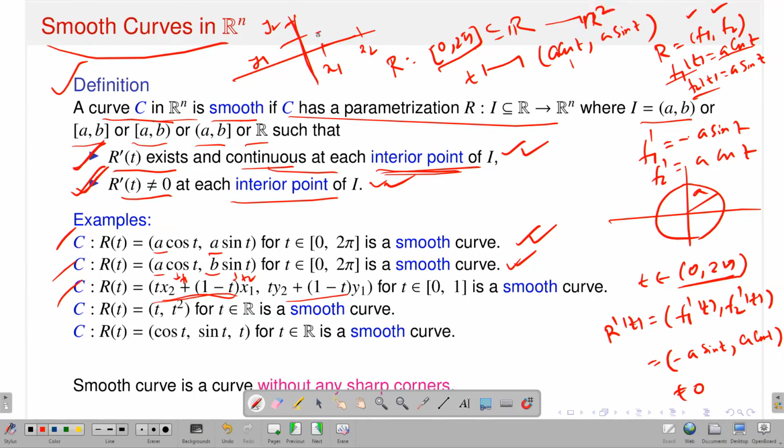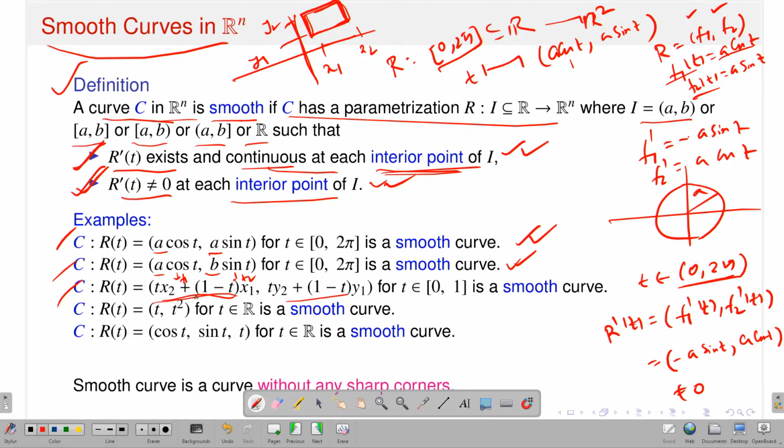So, if we draw a picture, this is the curve I am talking about, because this is the first component. So, this is a smooth curve. Of course, it is a smooth curve.